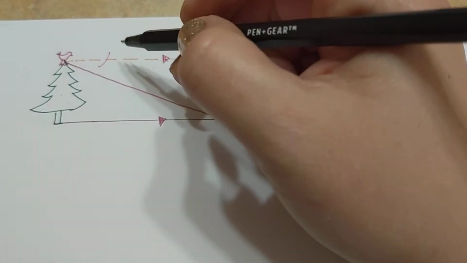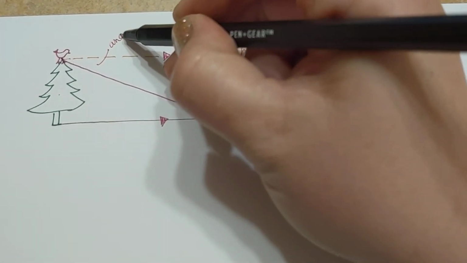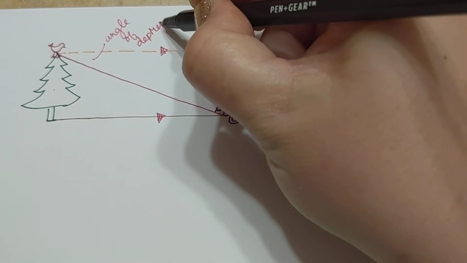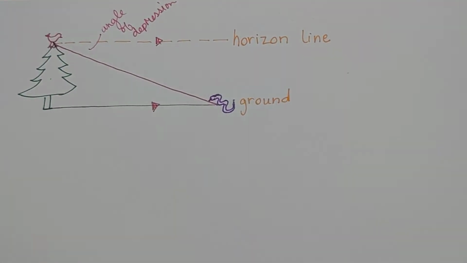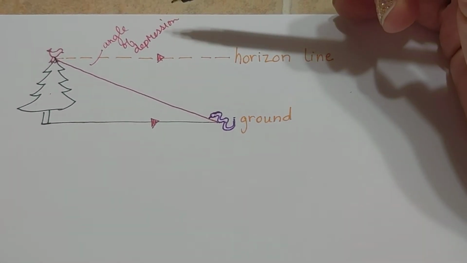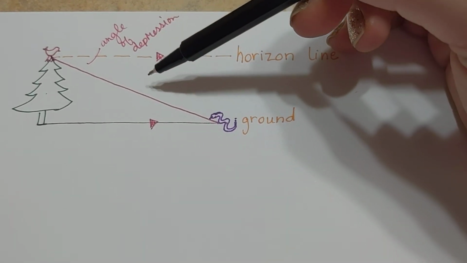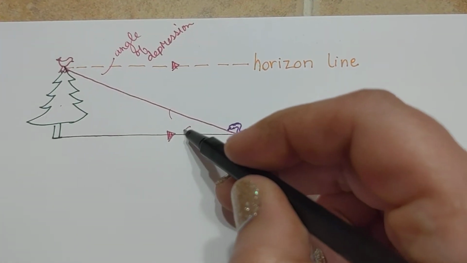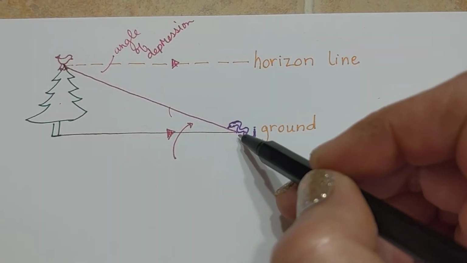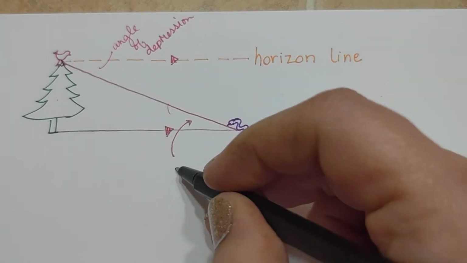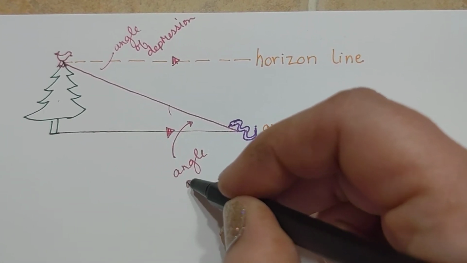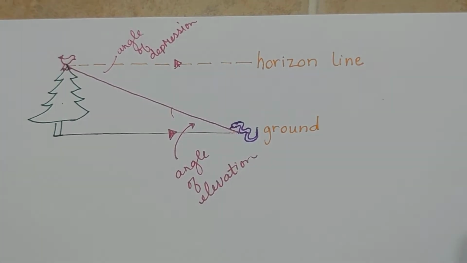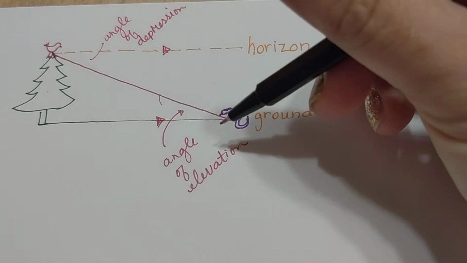This one is called the angle of depression. It is the angle of depression because from the horizon line looking down, the angle is moving downward. It's a depressed angle. This one, from the ground and the snake looking up at the tree, this is an angle of elevation. Kind of like an elevator moving upward as it gets bigger.